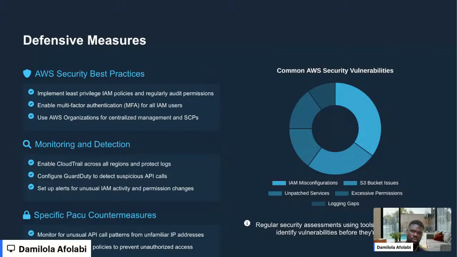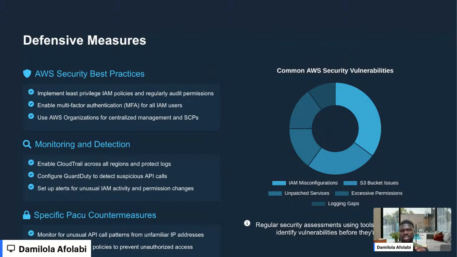Finally, there are also specific Pacu countermeasures. You can monitor for unusual API call patterns, especially from IP addresses you don't recognize. Most companies use VPNs to ensure that whatever access comes into their AWS environment is legitimate. Okay, that's one way to curb external access.